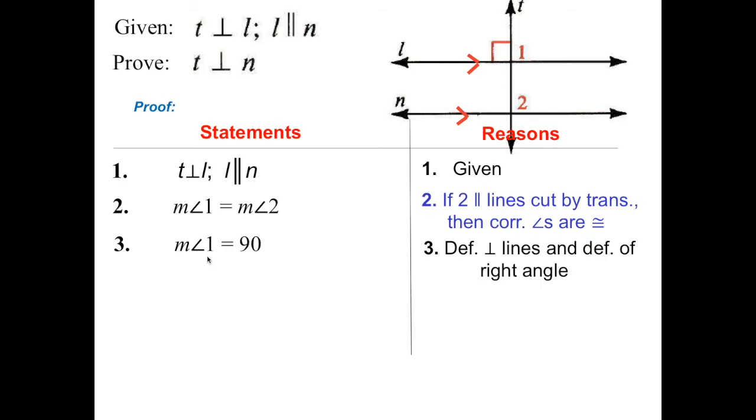Okay, so anyways, measure of angle 1 equals 90. And then therefore, I can also make the conclusion that measure of angle 2 equals 90. And the reason for that, what's the reason for that?